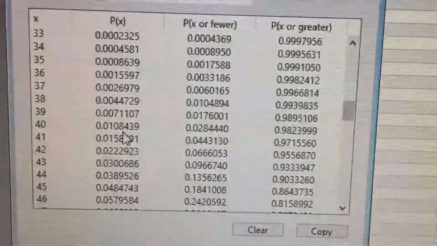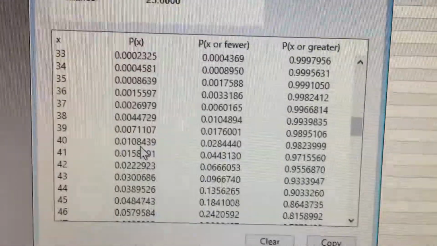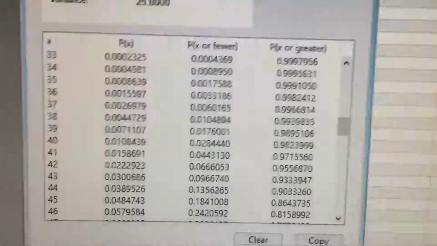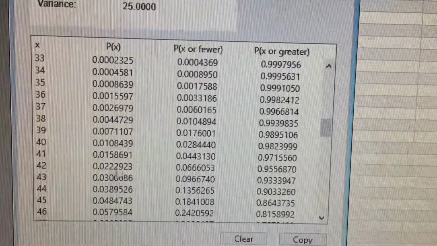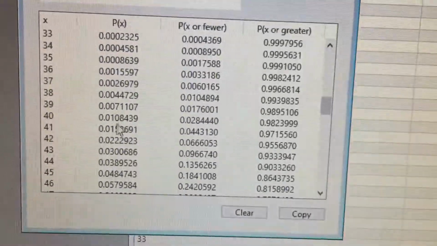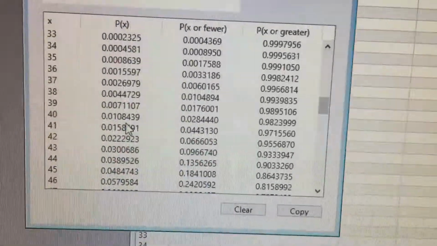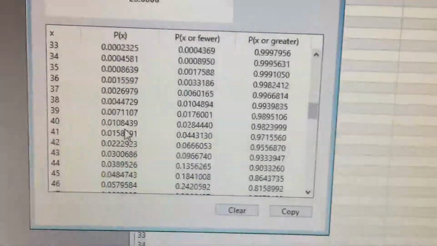Now, probabilities, we usually round off to 4 decimal places. So in this case, the probability of getting exactly 40 boys from 100 births would be 0.0108. So here with our probabilities, we're going to round to 4 decimal places.